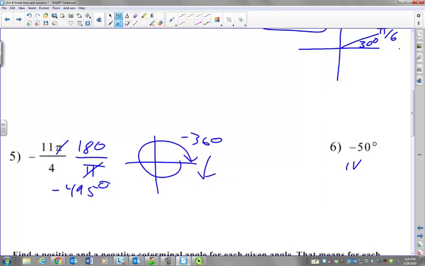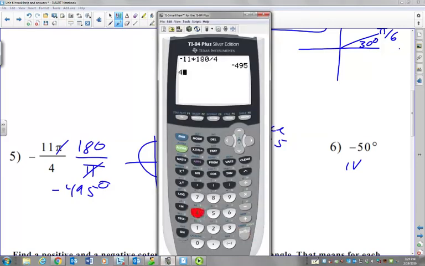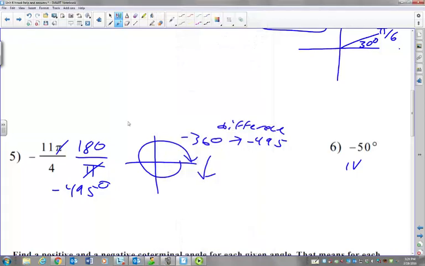So to figure how much more we go, we want to see how much further to get to negative 495. So we need the difference between those two. So you could take 495 and subtract 360, and that tells us that it's 135 degrees between those two. So we need another negative 135 to finish graphing this. So here's another negative 90. And then negative 135 is right about there. So this is negative 135 to this point in red.